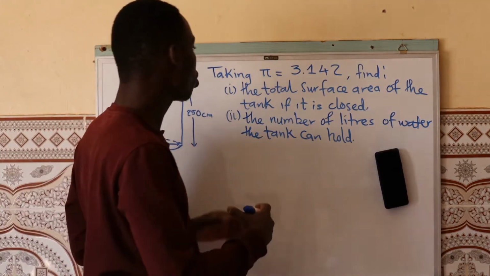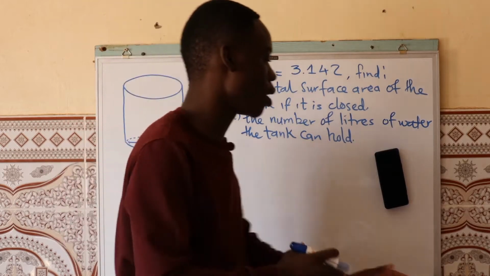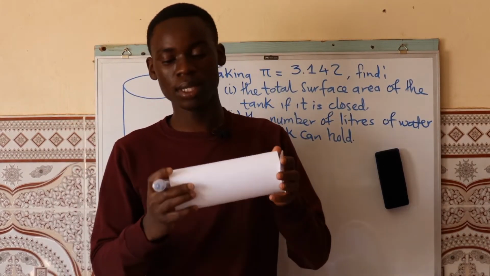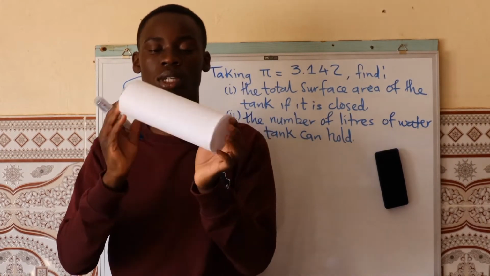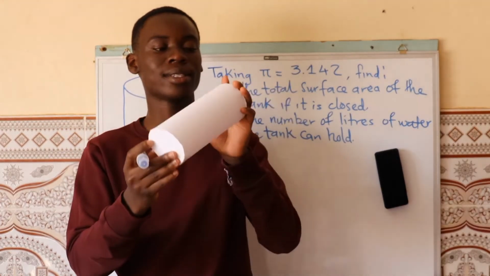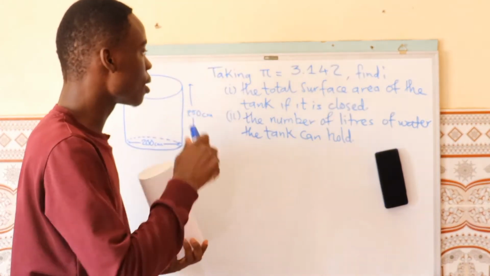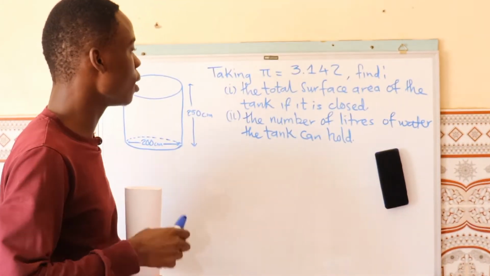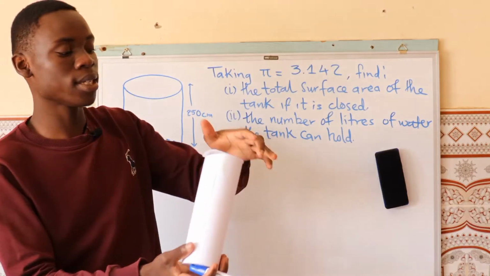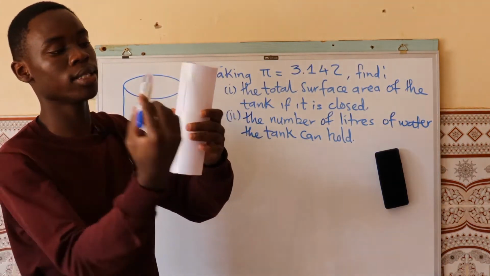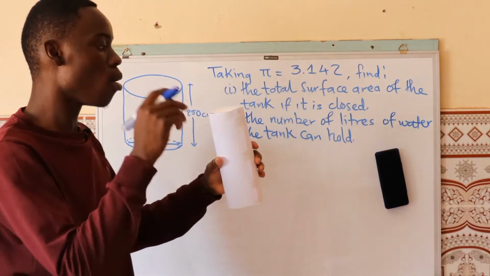Now, I decided to recreate this cylinder in order for us to visualize what we are trying to calculate. I'm pretty sure it can be seen that it's closed on both parts, the top and the bottom part. Now we're to calculate the total surface area of the tank if it is closed, meaning we're going to calculate the surface area of this part, the surface area of the other part, as well as the curved surface area. So in our case, we're going to separate them bit by bit.